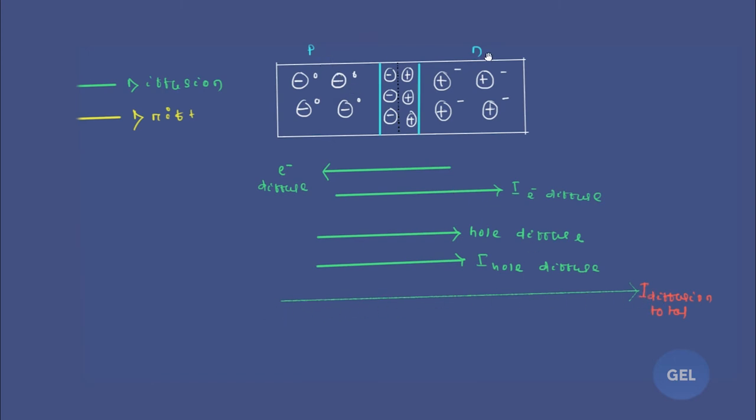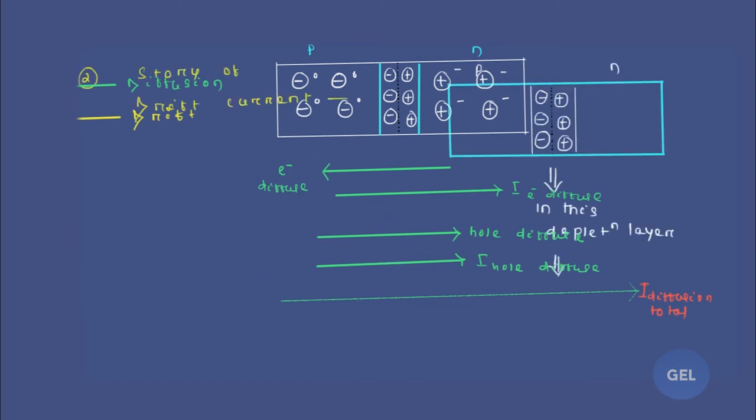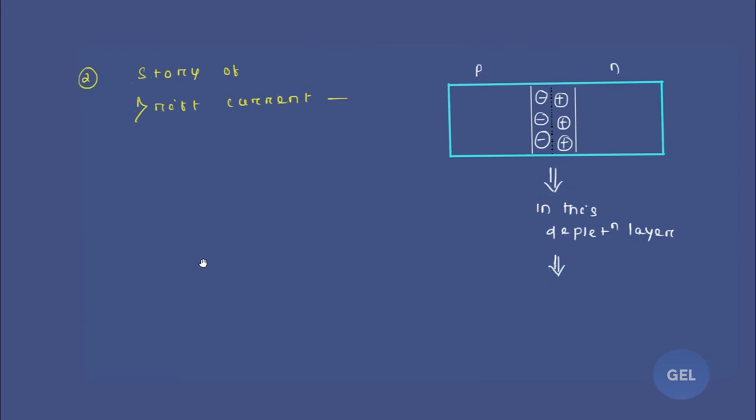Okay, so this is the story of diffusion. Now we'll get into the story of drift. The drift story is a little interesting. The drift story is not of this world. They don't include this area, this area, this area. Their story is formed in the depletion layer.